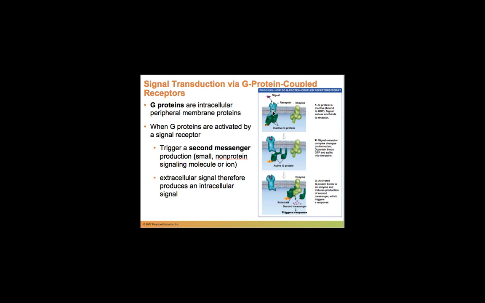So, once again, we have our receptor. Directly attached to our receptor is this G protein. G protein is an intracellular peripheral membrane protein. When our insoluble hormone binds to our receptor, this G protein is going to become activated. Once activated, we're going to trigger a second messenger cascade. Our second messengers are going to be small non-protein signaling molecules or ions. That's how we go from an extracellular message to an intracellular message.